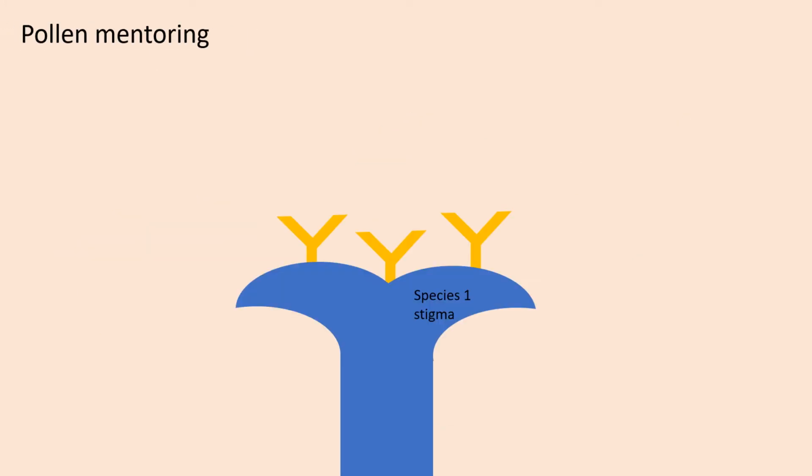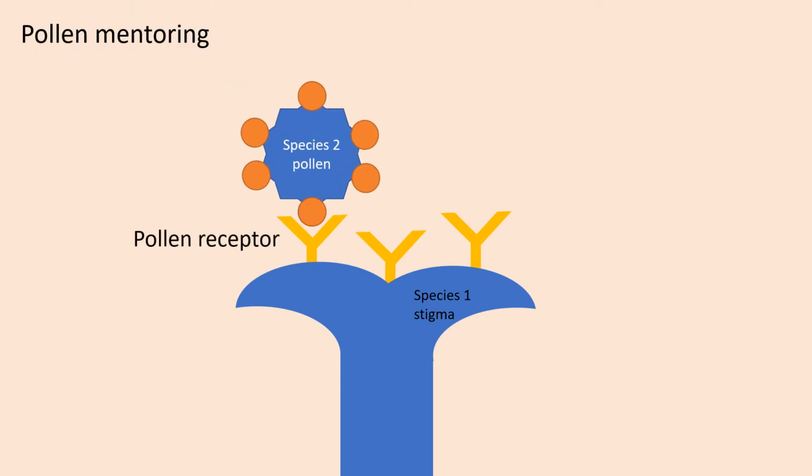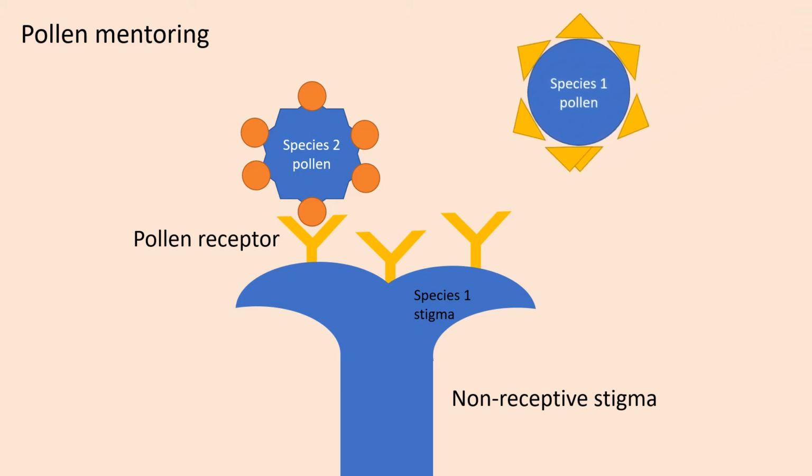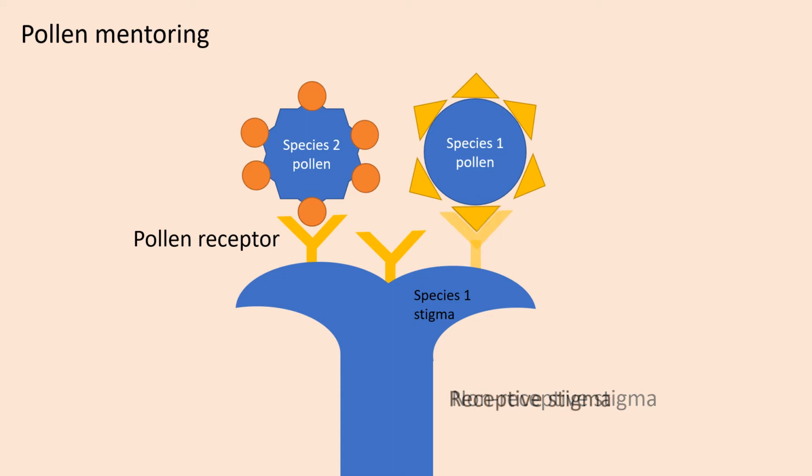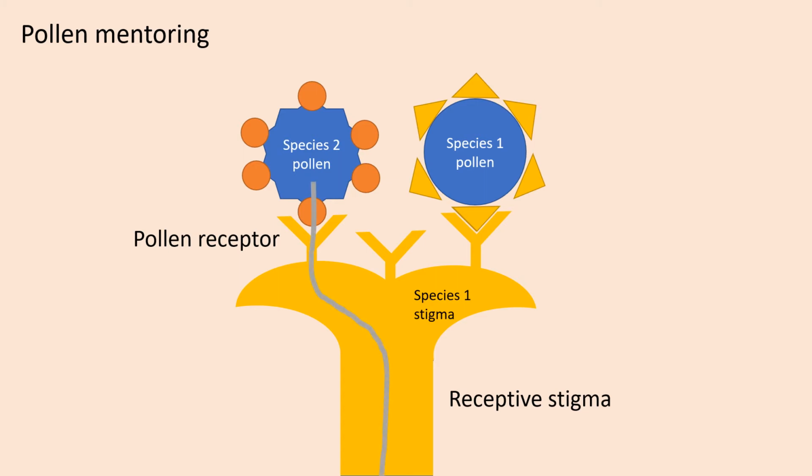Prezygotic barriers of interspecies hybridization occur because the pollen and pistils are capable of recognizing each other thanks to signalization molecules on their surface. If pollen from another species is deposited, there will be no recognition between the signalization molecules on the surface of the pollen and the receptors on the surface of the stigma. The stigma will remain non-receptive and the pollen cannot germinate. This can be avoided with pollen mentoring. First, the stigma is activated by a small amount of compatible pollen from the same species. Once the stigma is receptive, any deposited pollen, including from other species, can germinate and proceed with fertilization.